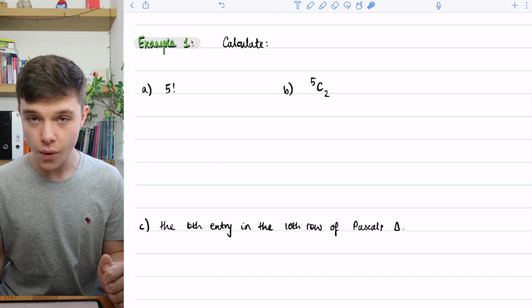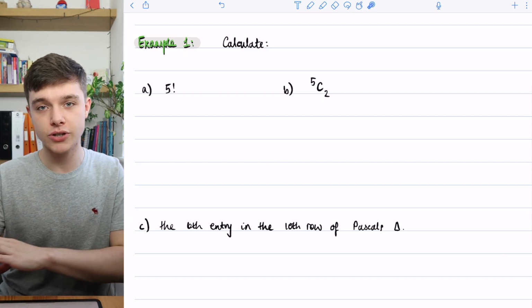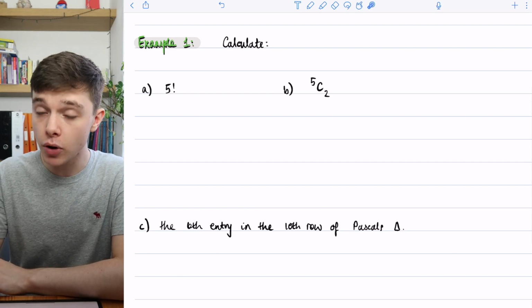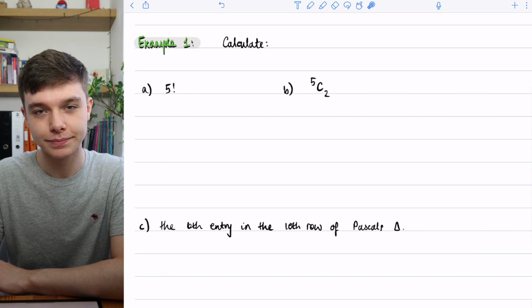Okay, right, let's have a look at some examples. We've got 2 quite easy examples here, and then 1 that we are basically trying to work out like we just did in Pascal's triangle. So I would pause this and have a go, and then press play when you're ready for the answer.